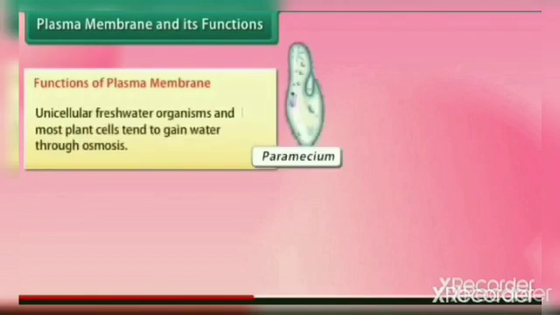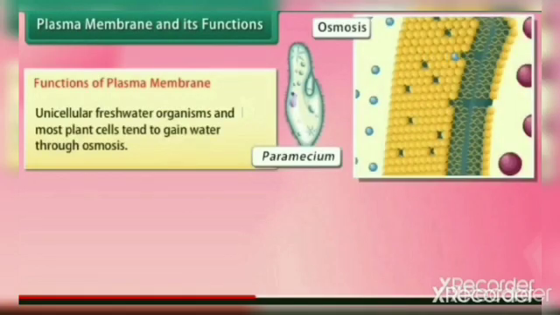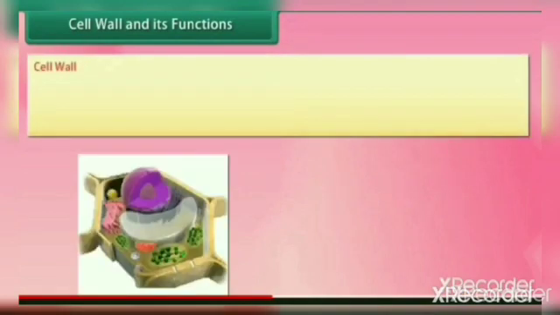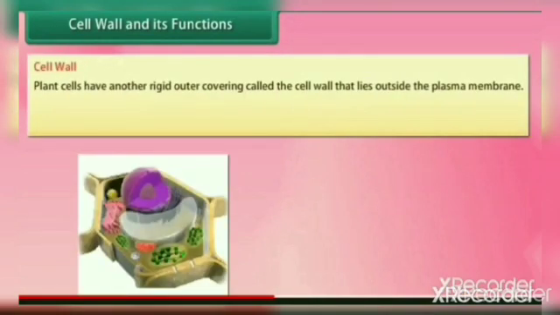Now, function of plasma membrane. Unicellular freshwater organisms and most plant cells tend to gain water through osmosis. Absorption of water by plants' roots is also an example of osmosis. Thus, diffusion is important in the exchange of gases and water in the life of a cell, as shown in the diagram.